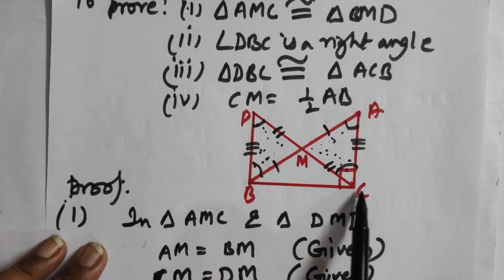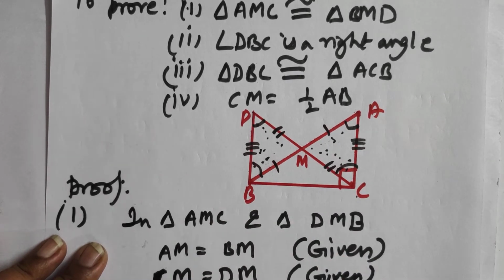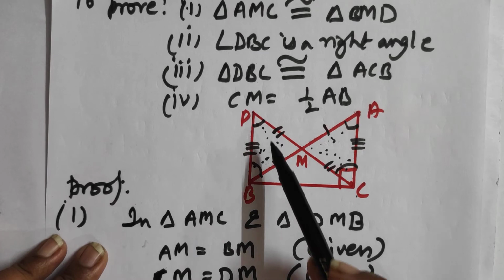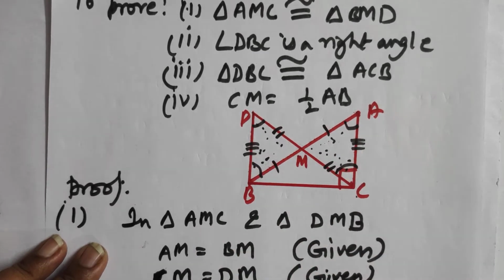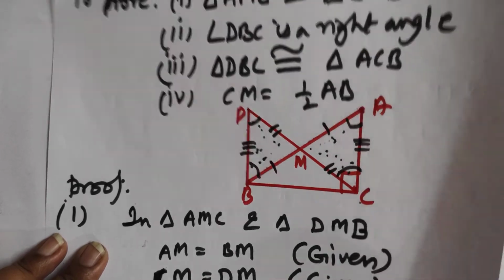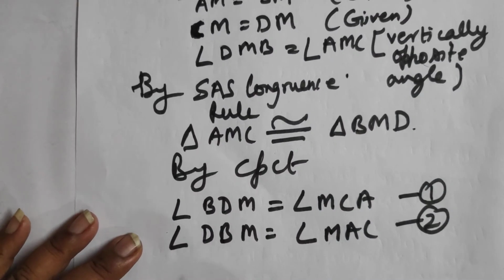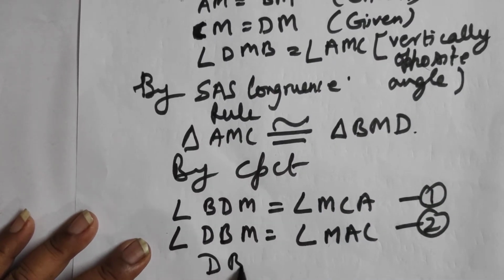Angle BDM is equal to MCA because corresponding angles are equal. Yes, and angle DBM is equal to angle MAC. Yes, and DB is equal to AC. These are the corresponding parts of the triangle. DB is equal to AC.